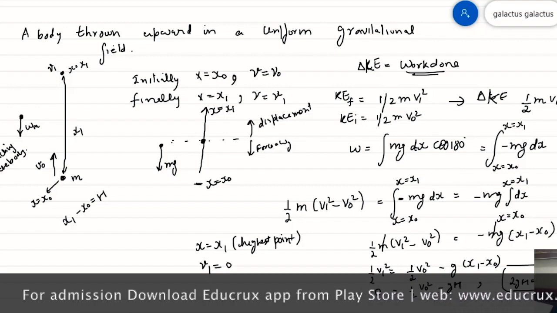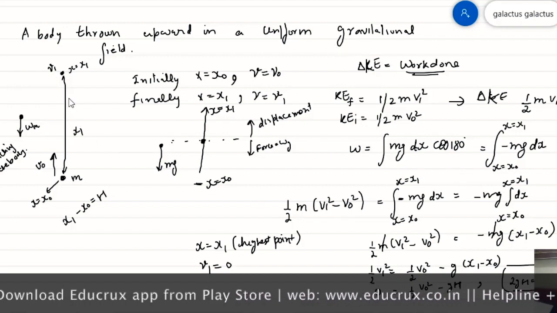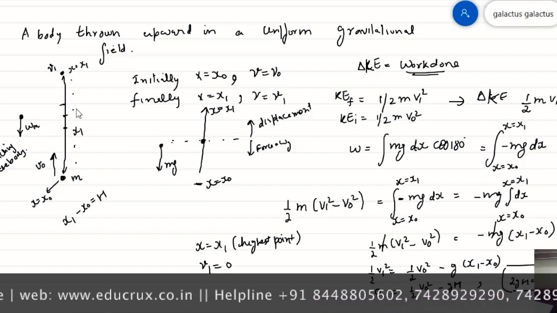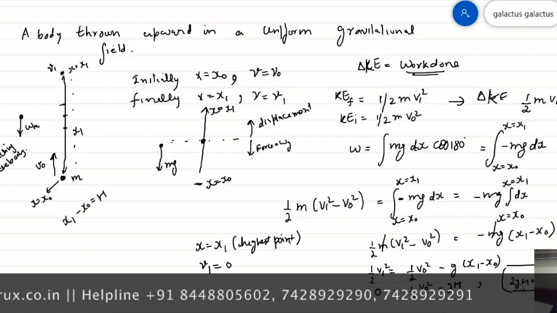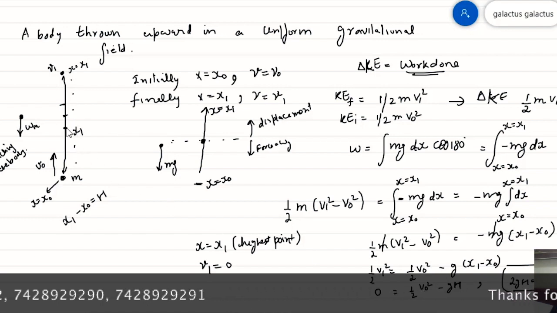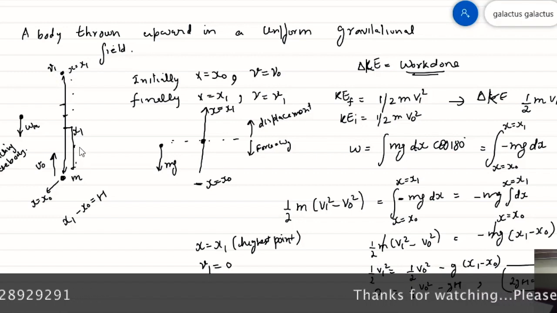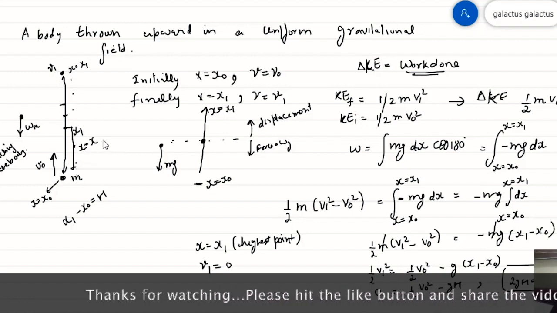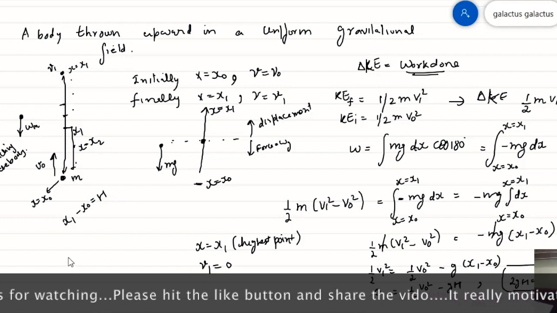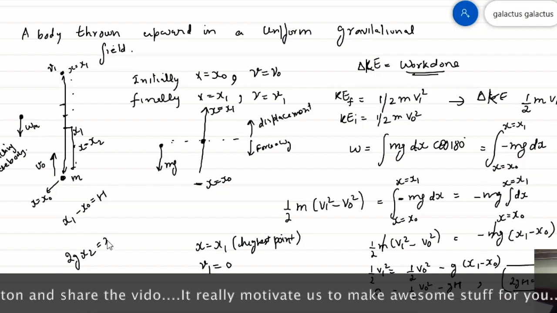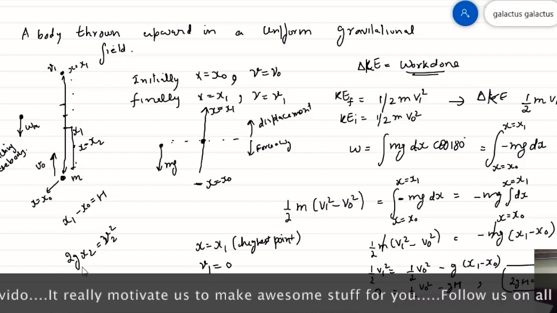So the velocity at this point, this point, this point depends on the distance h. Suppose that my body was at this point, say x is equal to some x2. Then my velocity at that point will be given by 2g x2 is equal to v2 square.